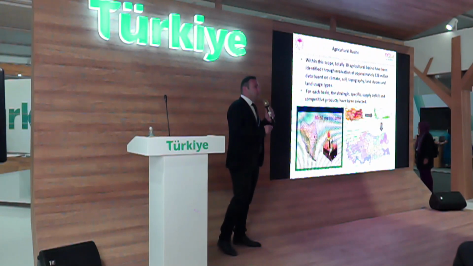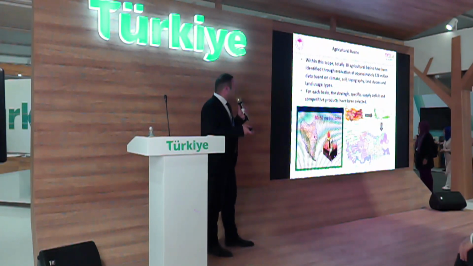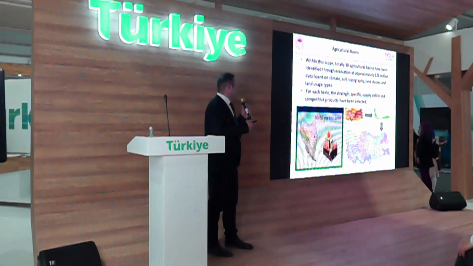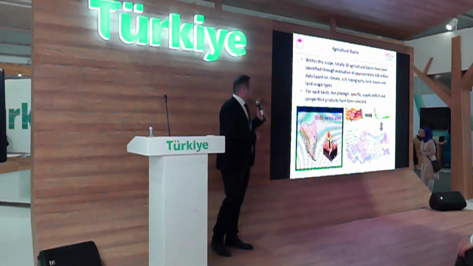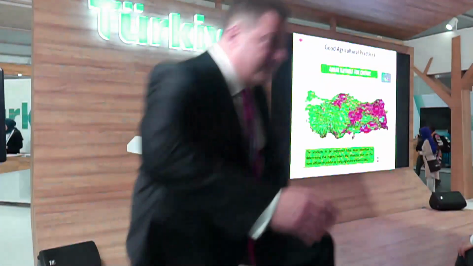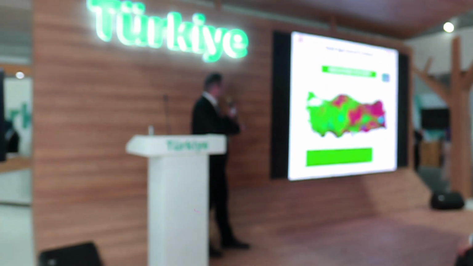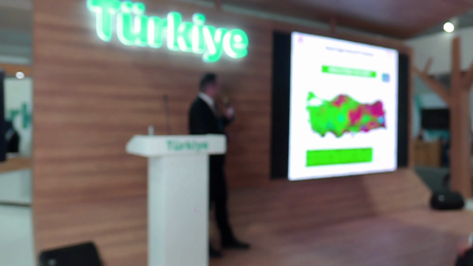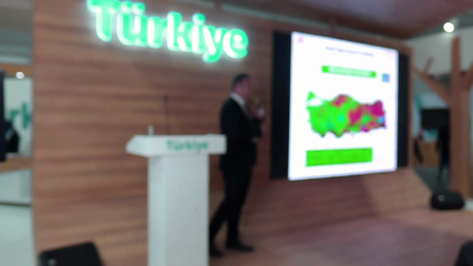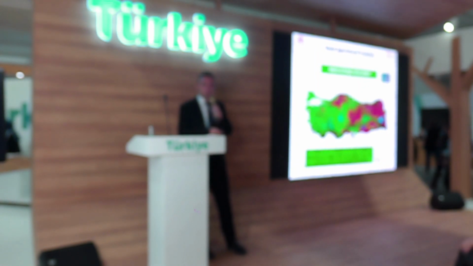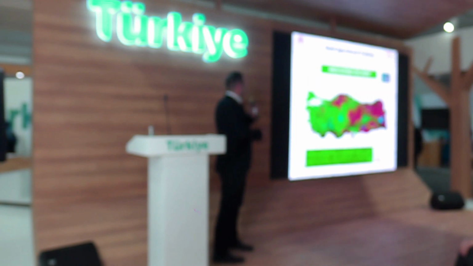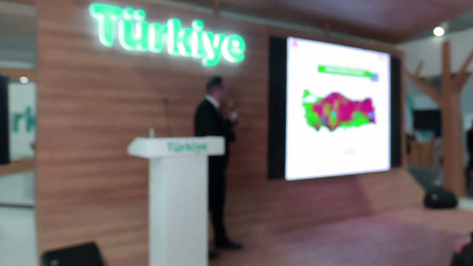And for each basin, the strategic and specific supply deficits and competitive products have been selected. For example, in here, good agriculture practices. You can see the suitable areas for cherry. Green is the suitable, red is the not suitable areas. Another example for the maize, again, the green is the suitable, red is the not suitable areas. We created these maps.